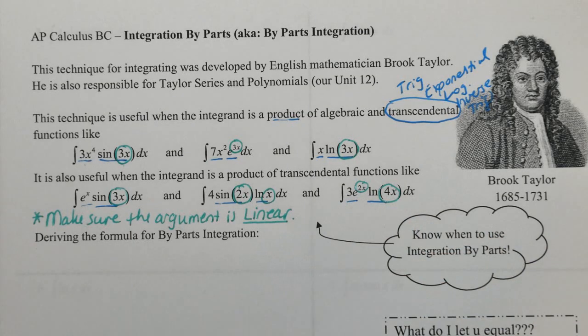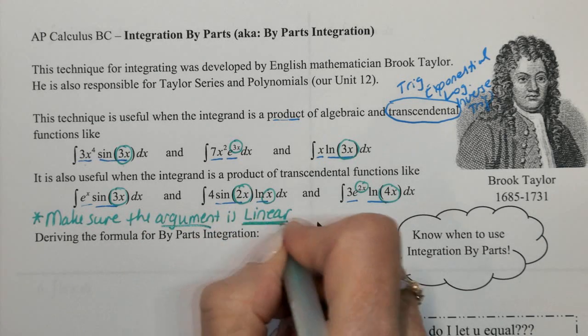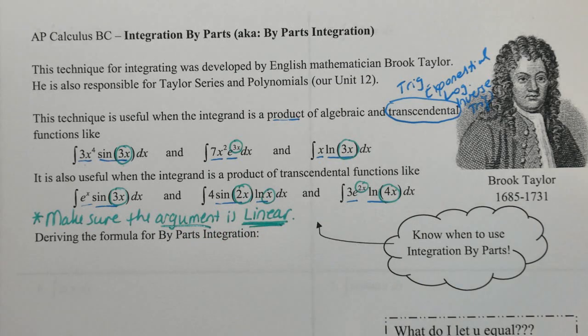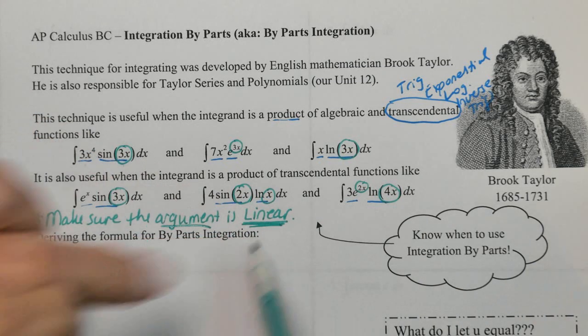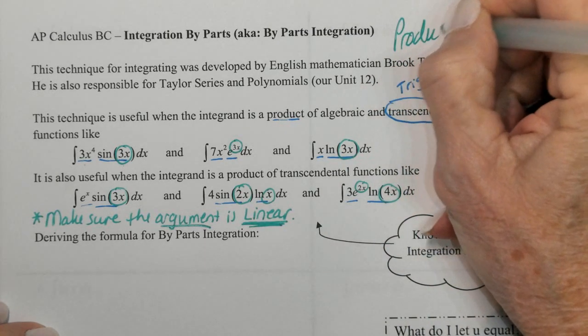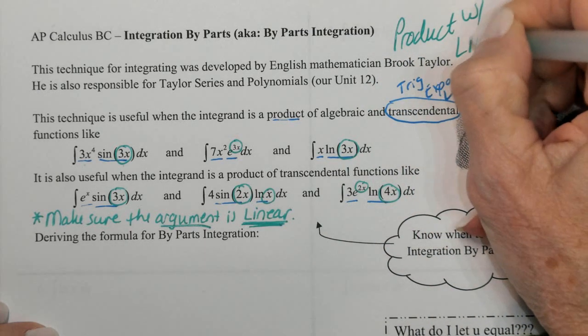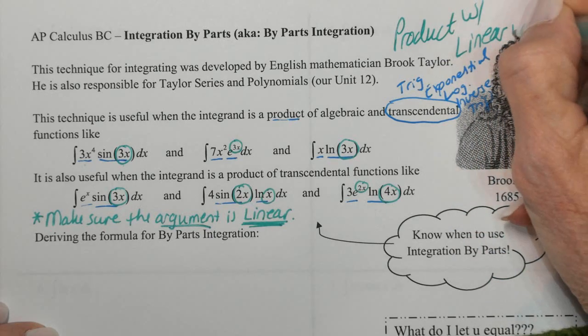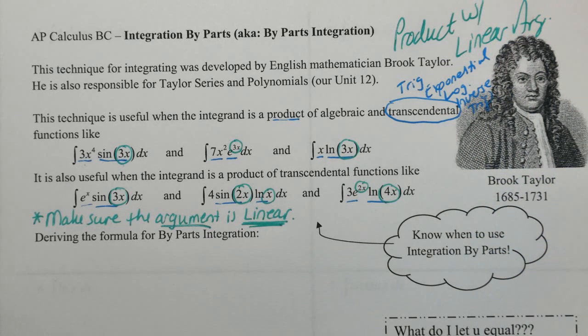They're all linear arguments, okay? If it is a power, you guys, it's a high likelihood that you're going to use a regular u-sub and not by parts, okay? So make sure the argument is linear. So I think product and linear argument. Okay? That's when you use by parts integration.